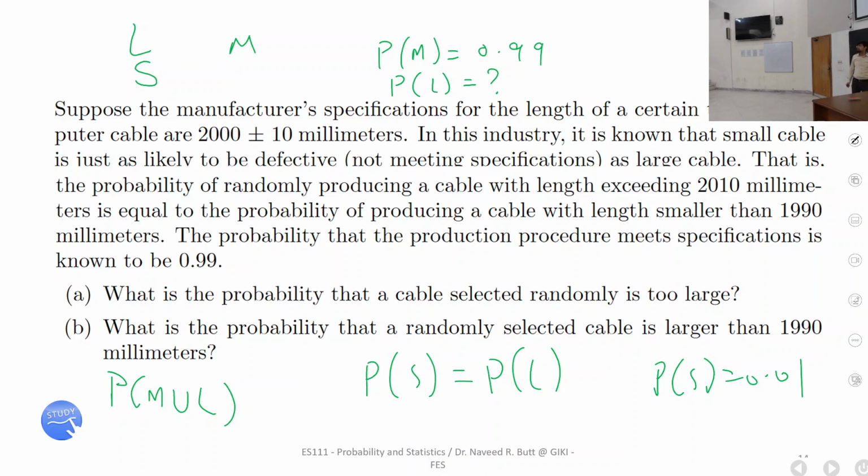ये दोनों allowed है. Are they mutually exclusive? They are. So you can simply make it PM plus PL. I think वही आपने किया है ना. 0.99 plus 0.005 is 0.995. Good.